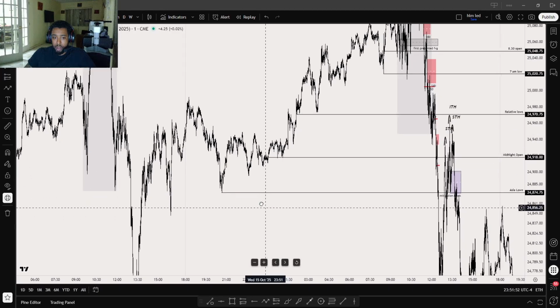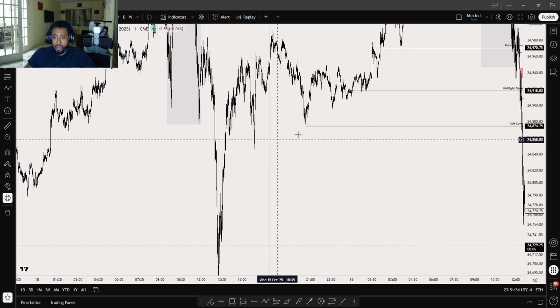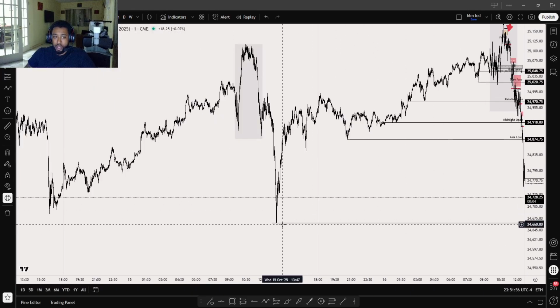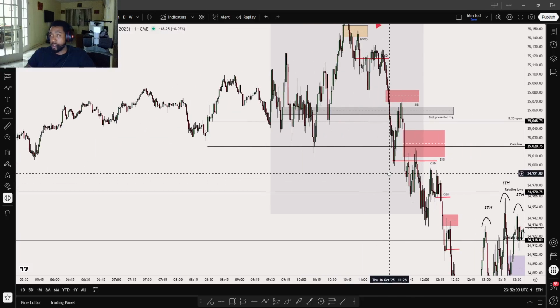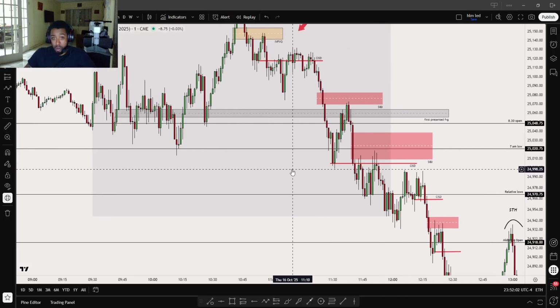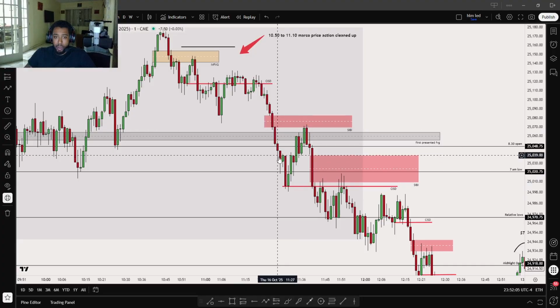We got the midnight open, we still have multiple lows. We have this low, we have yesterday's low, right? So sometimes ain't no telling how far it could go. So let's see what happened. It comes down.